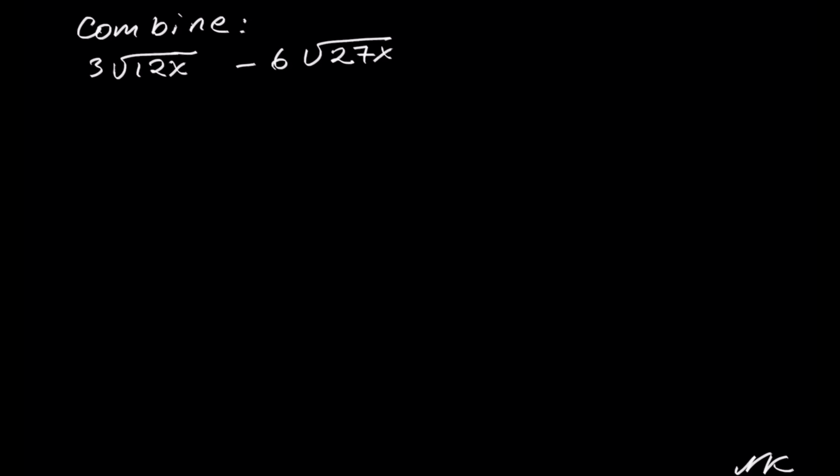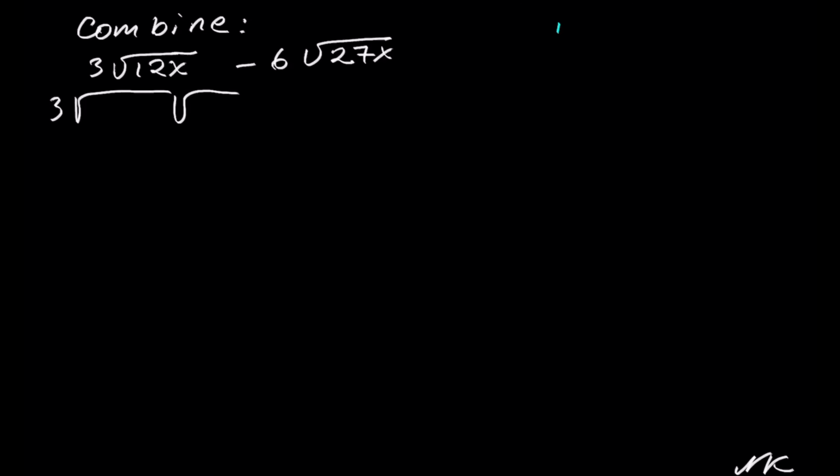Hello, in this video we have to combine two radical expressions, and we have 3 times the radical of 12x minus 6 times the radical of 27x. So before we can combine them, we have to see whether or not we can simplify the radicals into like terms. Let's begin with simplifying 3 times the radical of 12x by rewriting it as 3 times the square root of a perfect square times the square root of a leftover.